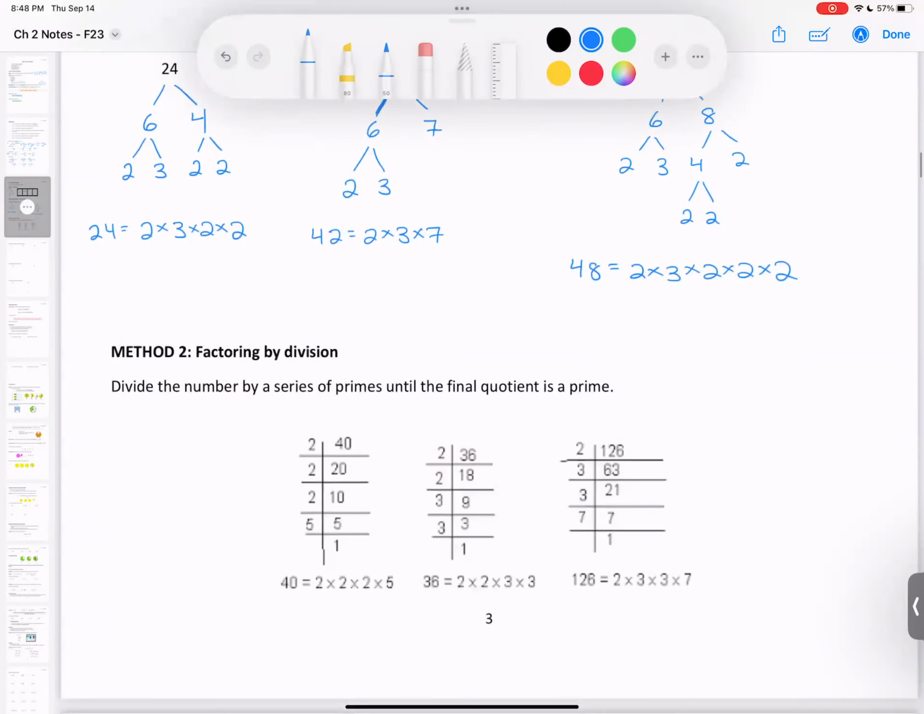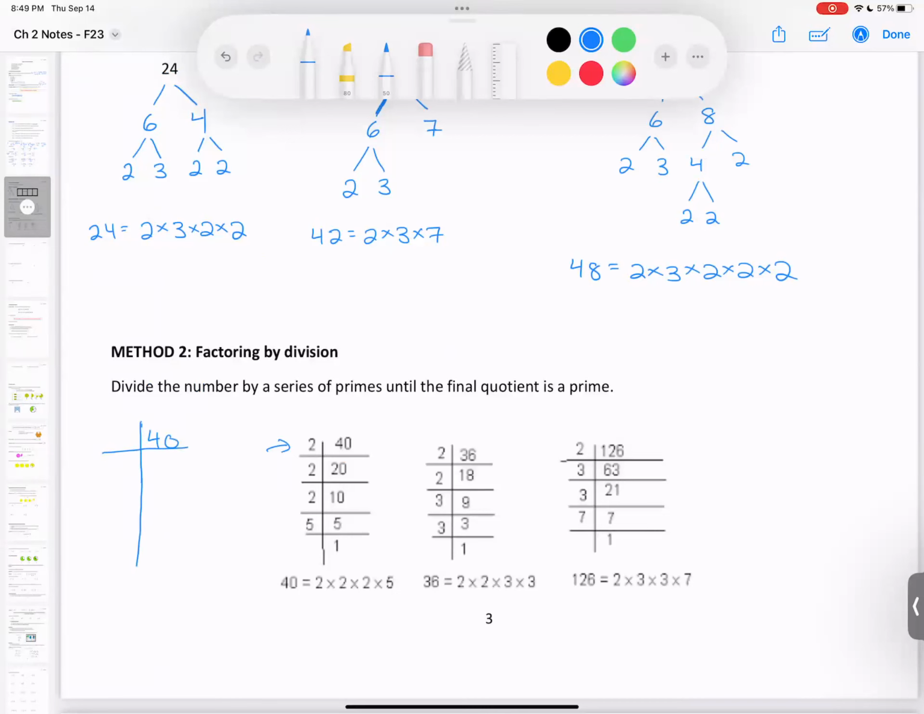There's also another method we can use, which is factoring by division. And I should say, you only need to know one of these methods. So whichever method you find easier, use that one. So factoring by division, I'm just going to redo this example over here. We would start with our 40 and we make a little grid for it like that.